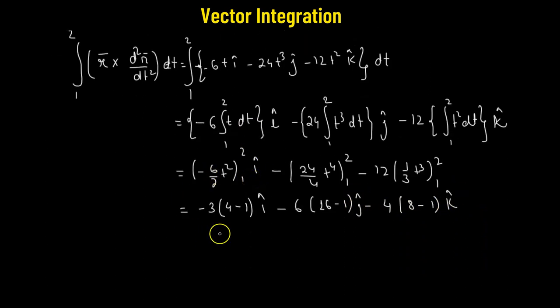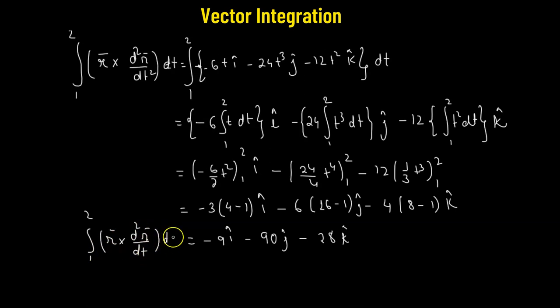So this is going to give us negative 9 i cap, minus 16 minus 1 is 15, 15 times 6 is 90. So we have 90 j cap minus 4 times 7, that's 28, 28 k cap. So this is going to be the value of the integral of r vector crossed with its second derivative with respect to t, integrated with respect to the parameter t, which is giving us negative 9 i cap minus 90 j cap minus 28 k cap.